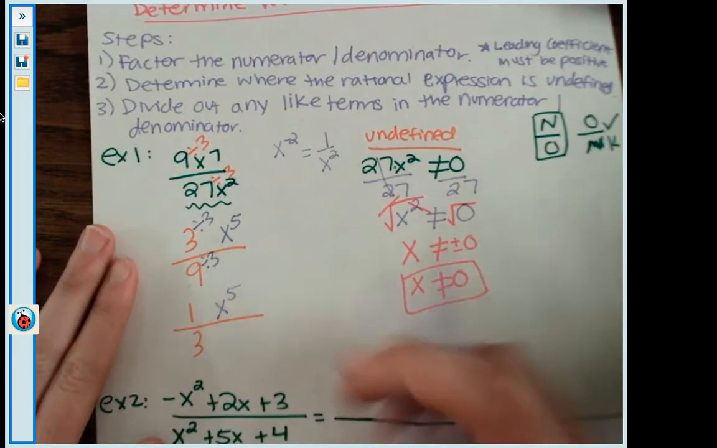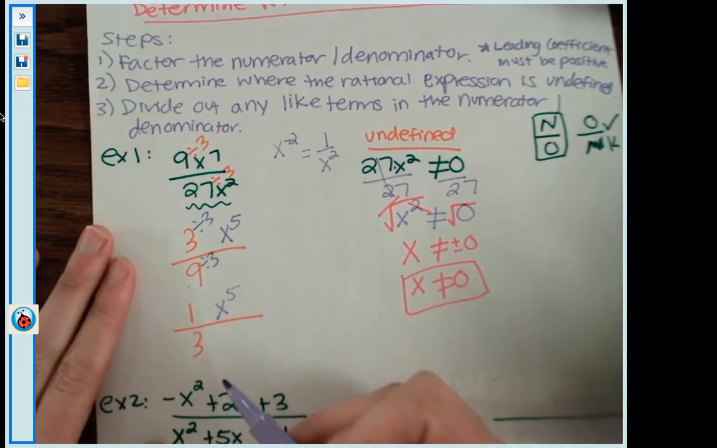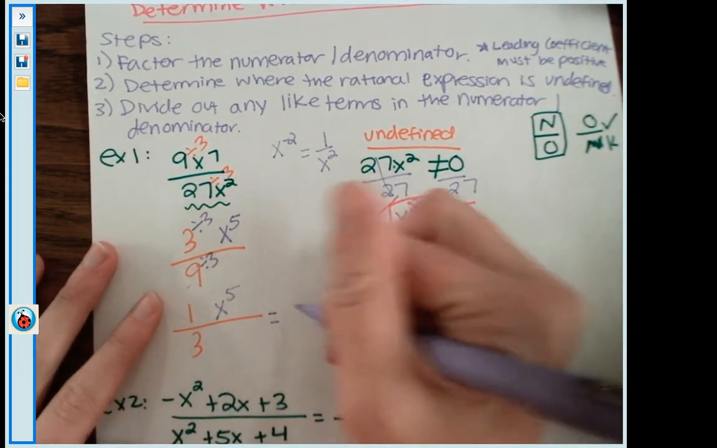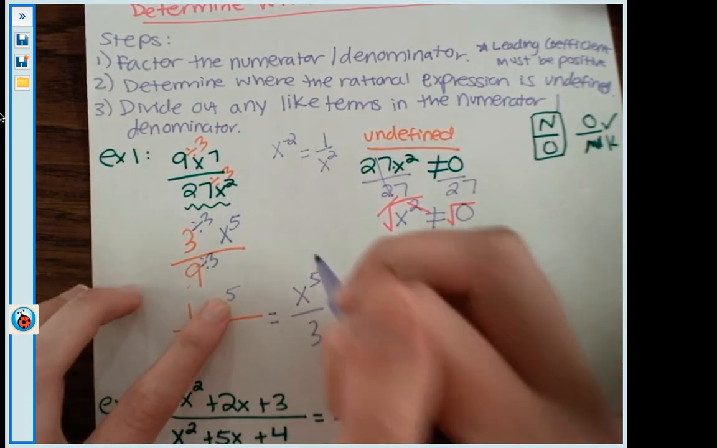All right, so this would be my final answer. 1x to the 5th over 3. Or if you want to, this is the same thing as x to the 5th over 3 because 1 times x to the 5th is x to the 5th.